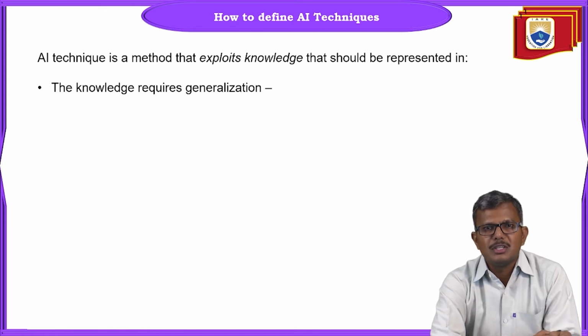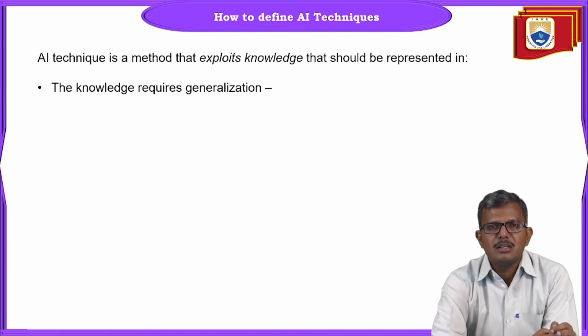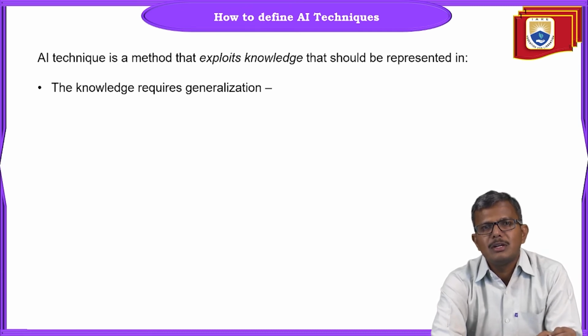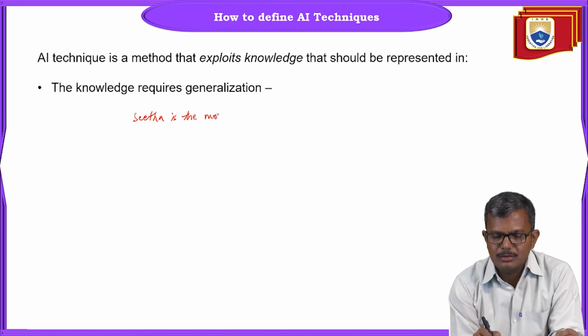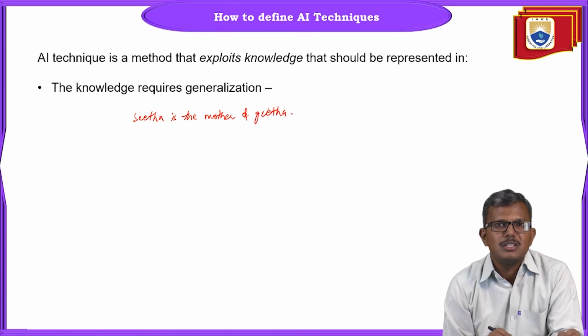Coming to knowledge representation. Okay, knowledge requires generalization. What do you mean by generalization? Of course, we can talk about this generalization in different ways. But here, I will take one specific example and try to make you understand how this generalization representation will be. For example, think that there is an English representation. What I can say is that Sita is the mother of Gita. Sita is the mother of Gita. So this is the English sentence, the English representation we are having.